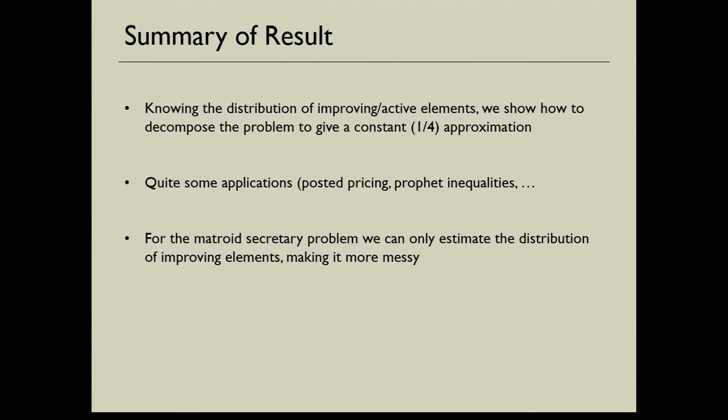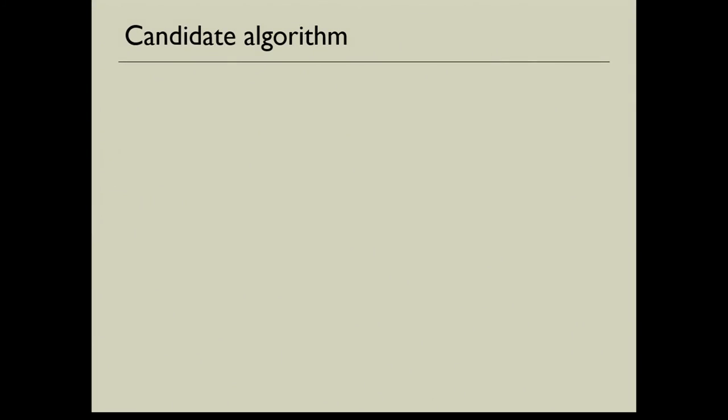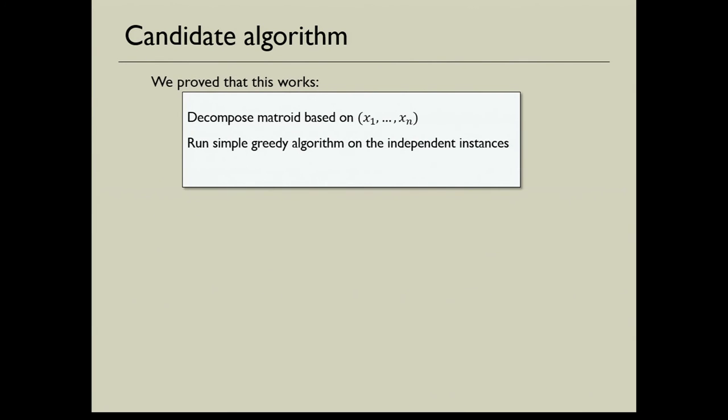All right, summary of results. Knowing the distribution, you can get a decomposition that gives you 1/4. Quite some applications. But for the matroid secretary problem, we can only estimate the distribution, which makes it more messy. So what would be my candidate algorithm for the matroid secretary problem? I think it works. I don't know, we try to prove it, we fail. Here we decompose a matroid based on x1 to xn.